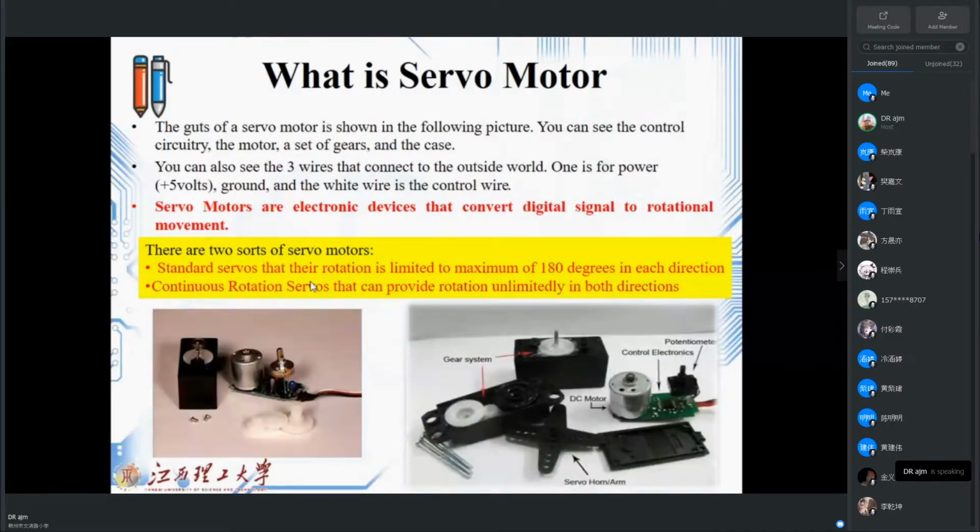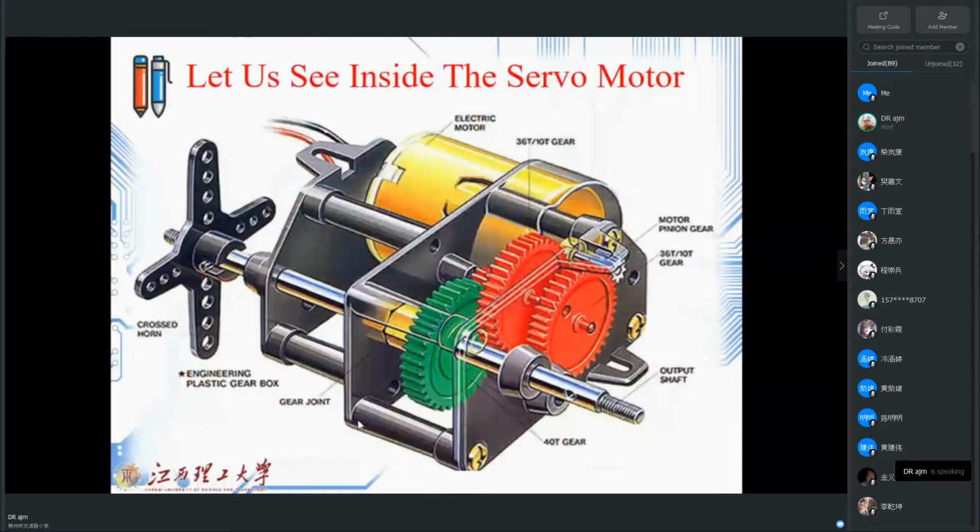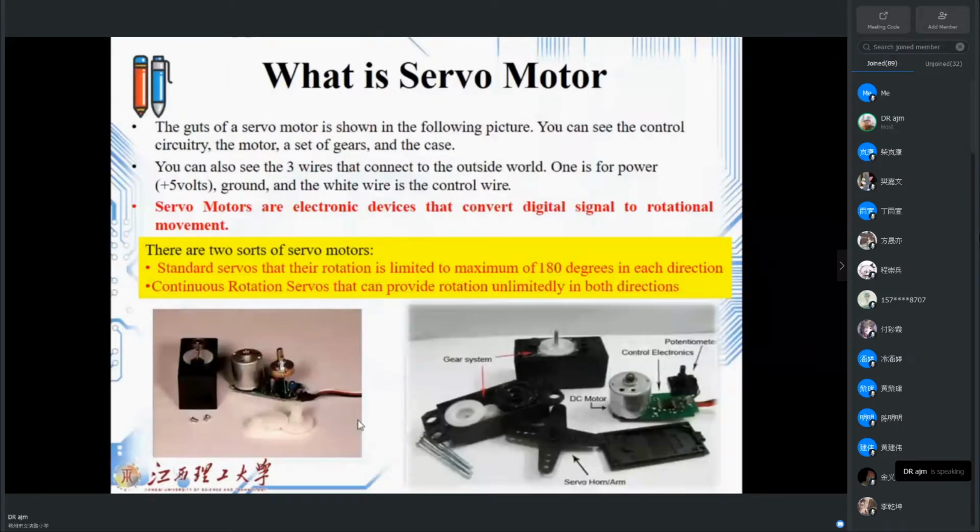We can say that servo motors are electronic devices that convert a digital signal to rotational movement. Somehow, people can say that servo motors are something like a transducer, in that they can convert one form of energy to another form. I mean, the electrical signal to the mechanical move.